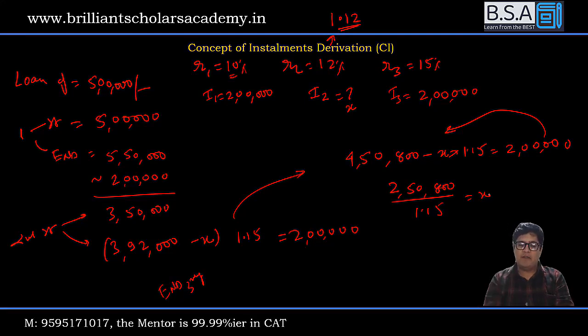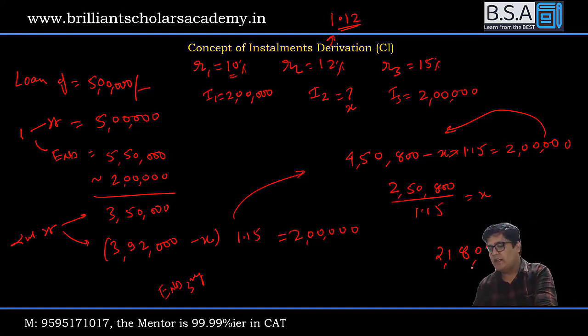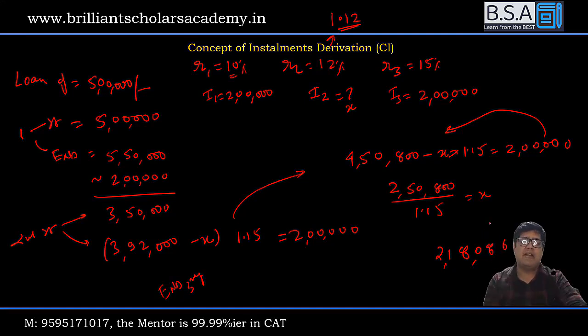So if you ask me, sir, is this CAD level? Yes. So this value will be 2,18,086. 86.95 rupees is there. So it could be 87 rupees. This is the CAD level example, guys.